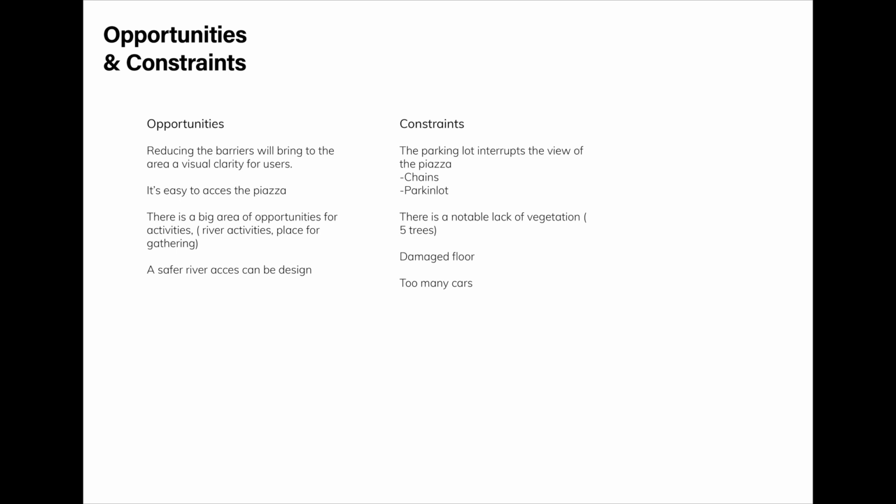On the constraints, we have that the parking lot interrupts the view of the piazza, the amount of cars and the chains. Also that there is a lack of vegetation. There are only 5 trees in the site, and we have a damaged floor.